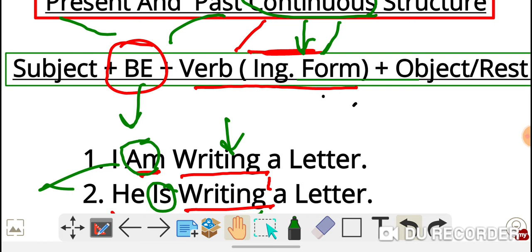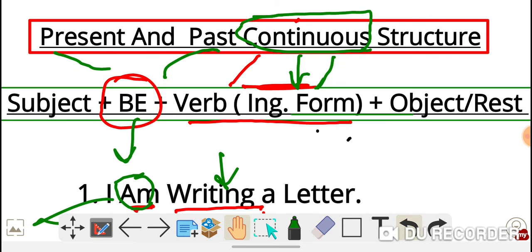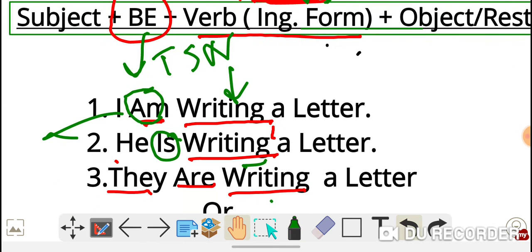Now, subject plus be plus verb ing form plus object plus rest. The ing form represents the continuation of the action and be represents the tense, subject and number, TSN. If we say I am writing a letter, writing is the ing form of the verb, it represents that the action is continuing, and it is represented by am. Am is a part of be, so am represents present tense.